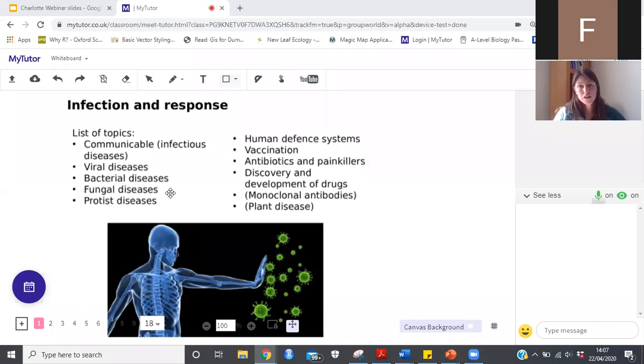So we talked about our human defense systems, our skin, our saliva, our tears, stomach acid, and we talked about white blood cells and our immune system.